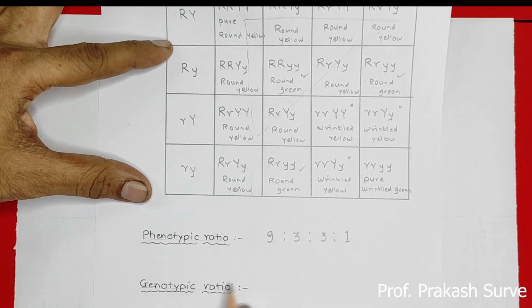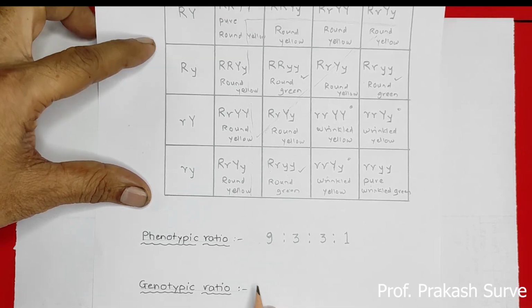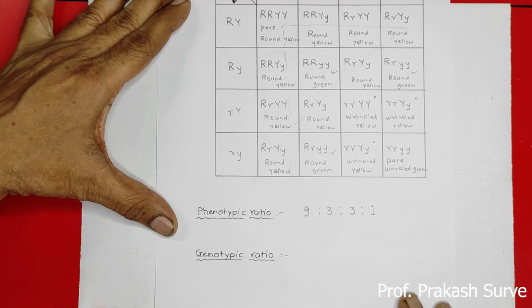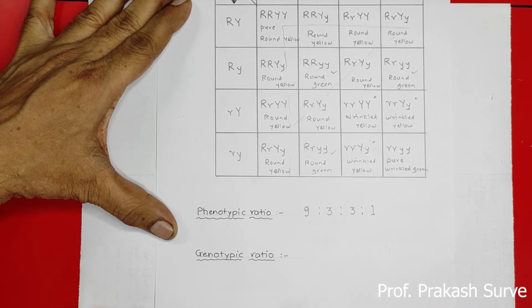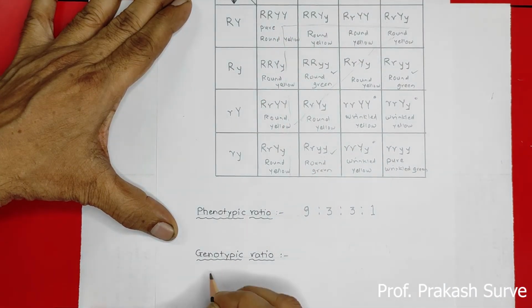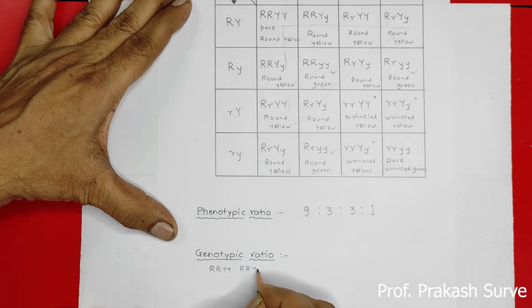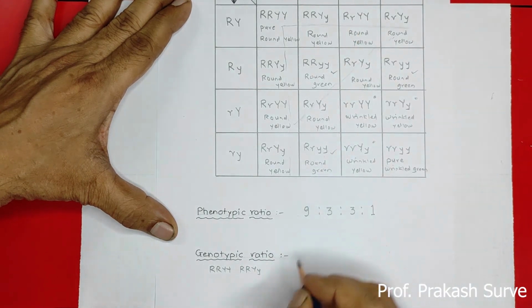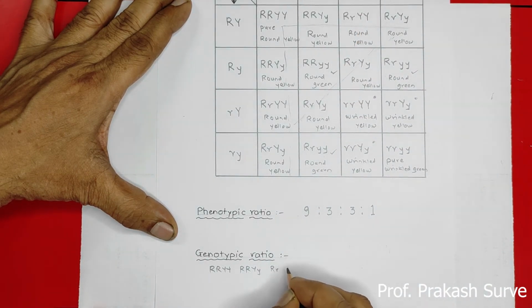So we got the phenotypic ratio 9:3:3:1. Okay. Now we'll see about the genotypic ratio. What genotype is there? So first we'll write the genotype of each one. So this is capital R, capital R, capital Y, capital Y. Then second one capital R, capital R, capital Y, small y. Third one, capital R, small r, then capital Y, capital Y. Fourth one here, capital R, small r, capital Y, small y.